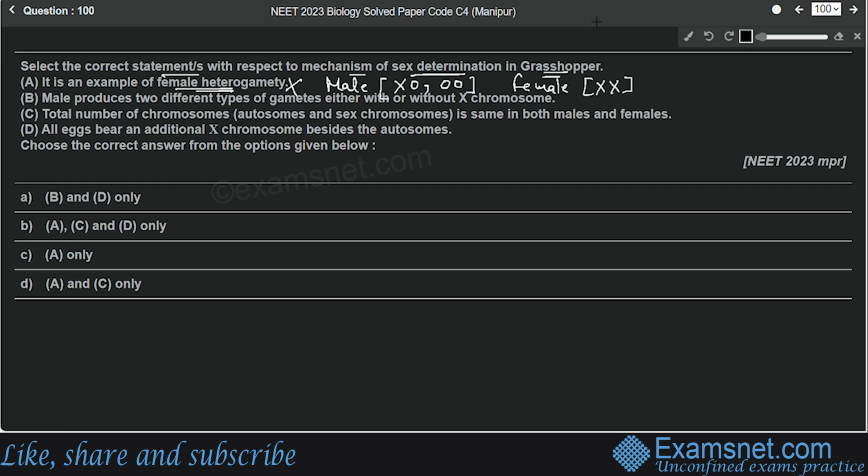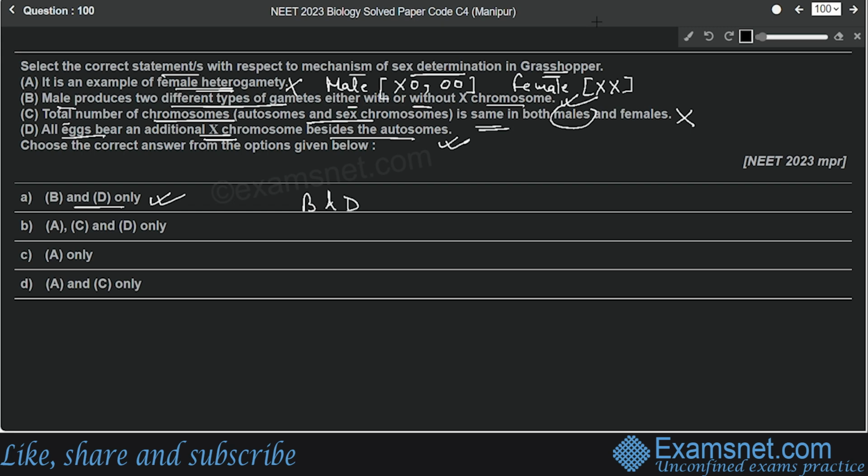Okay. Then the second statement says male produces two different types of gametes, either with or without X chromosome. So this is correct. Okay. We have already discussed. Then the third statement says total number of chromosomes, autosomes and sex chromosomes is same in both males and females. This is incorrect. Okay, it is different in males and females, not same. Then the last statement says all eggs bear an additional X chromosome besides the autosome. This is correct statement. Okay, so A and C are incorrect, whereas B and D are correct. So we had to identify the correct statement. So option A, B and D only will be the correct answer.